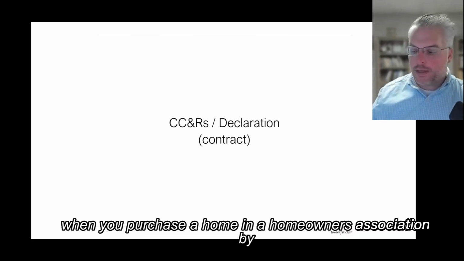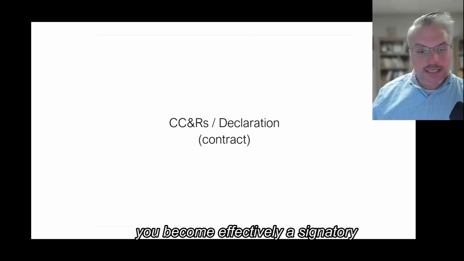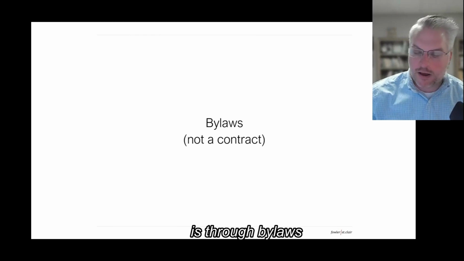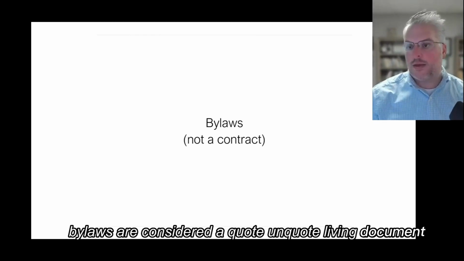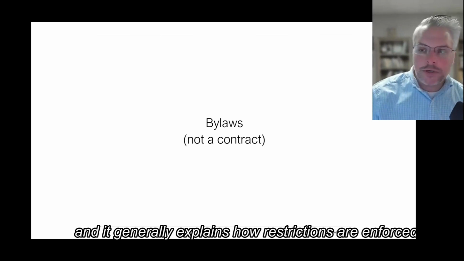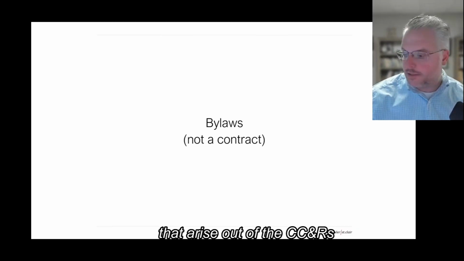When you purchase a home in a homeowners association, by accepting ownership of that property, you become effectively a signatory of that contract, the CC&Rs. The next way that an HOA governs its members is through bylaws. Bylaws are considered a quote unquote living document that is amended from time to time by the association. And it generally explains how restrictions are enforced that arise out of the CC&Rs.